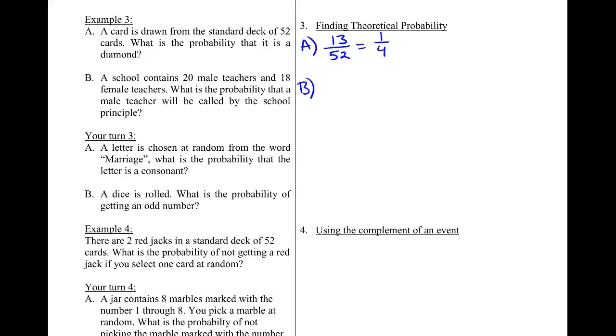B, a school contains 20 male teachers and 18 female teachers. What is the probability that a male teacher will be called by the school principal? So we have 20 male teachers, and we have to think about what our total options are. 20 male teachers plus 18 female teachers is 38, which simplifies to 10/19. So there's a 10 out of 19 chance, almost half, that a male teacher will be called by the principal.